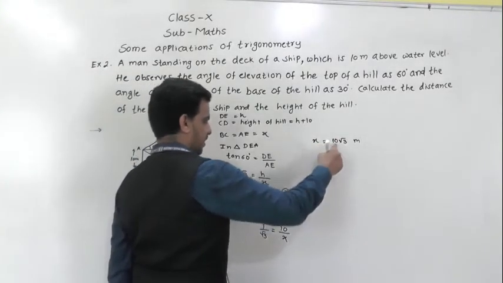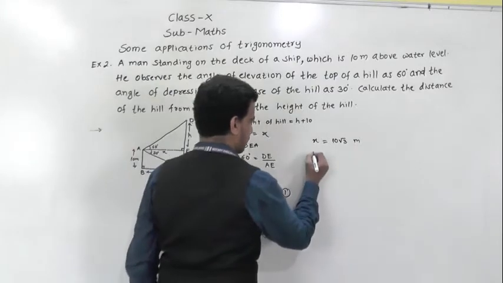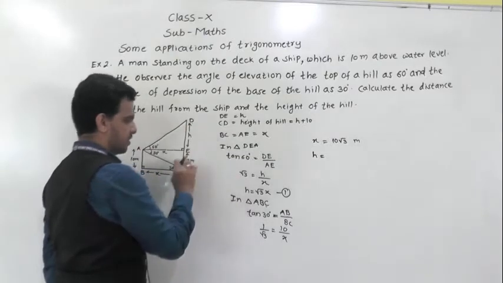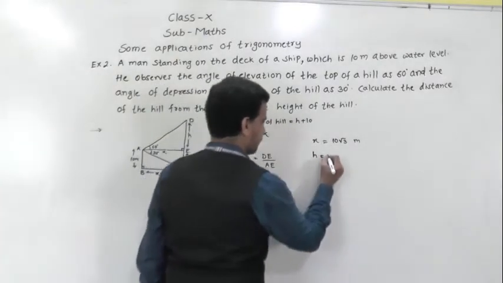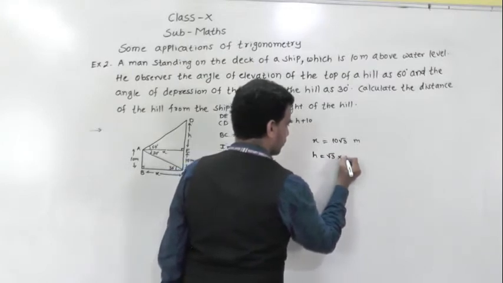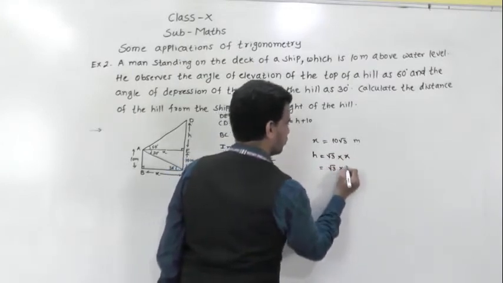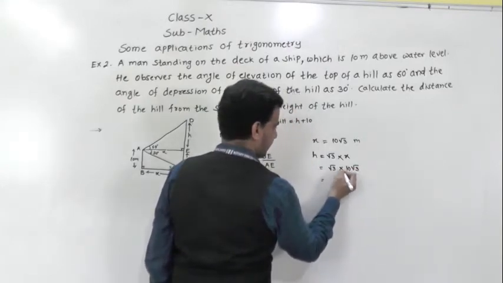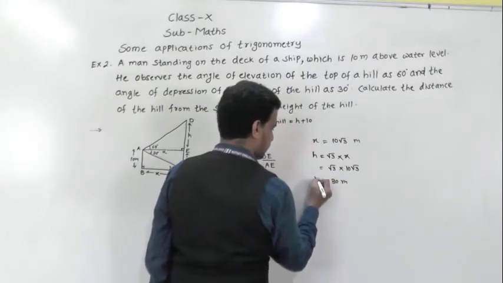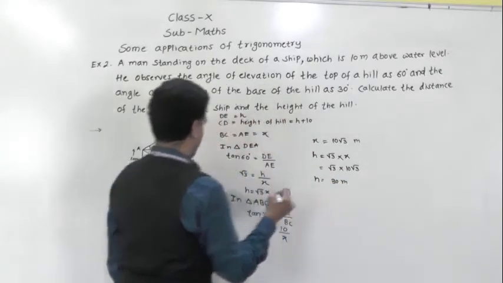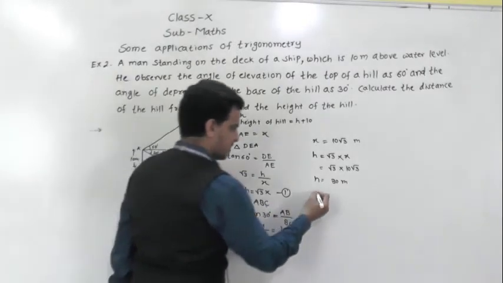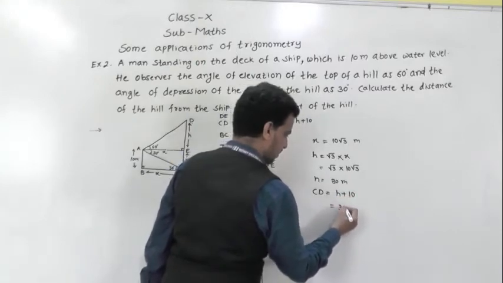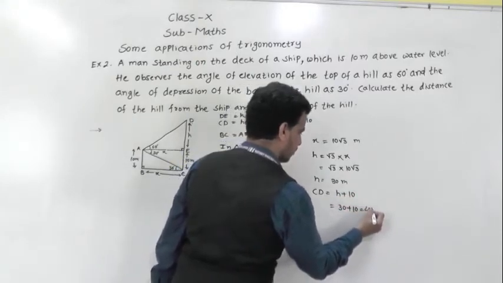And if we put this value here, we will get the height. Not the height of the hill, that is H. The height of the hill is H plus 10. So H is root 3 into X. So root 3 into 10 root 3, root 3 into root 3 is 3, and 3 into 10 is 30. So H is equal to 30 meter. So the height of the hill is CD. CD is equal to H plus 10, that is 30 plus 10 is equal to 40 meter.